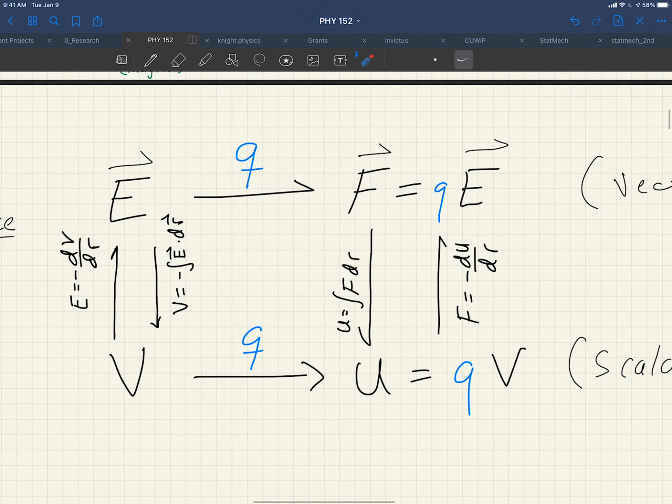And as it turns out, as I said, these things are related to one another. So you can find the electric field strength by taking the negative derivative of V with respect to r. You can also find the potential by integrating the electric field. You can relate force to potential energy, and you can relate potential energy to force.